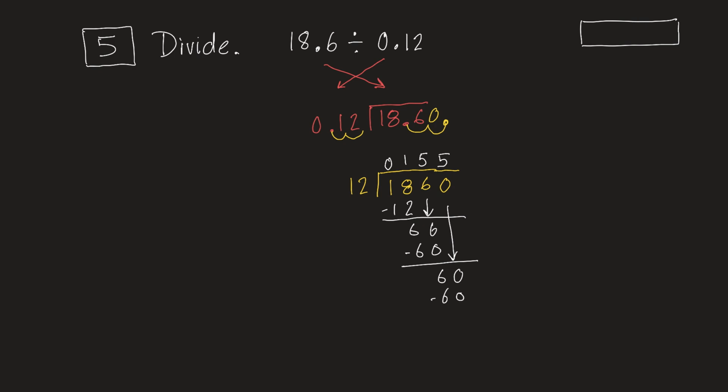Multiply, put your answer down. Subtract, put your answer down. Okay, now we're done. We think our answer is going to be 0.155.